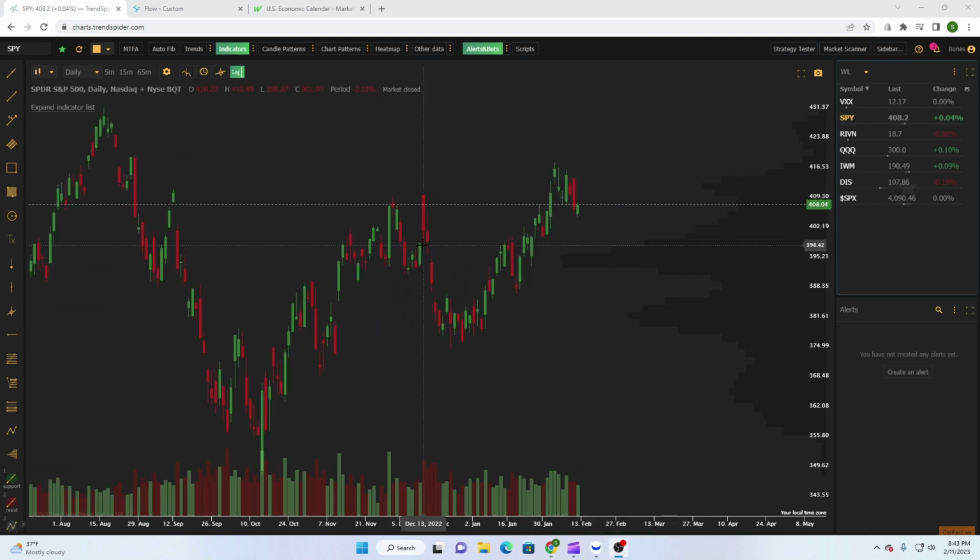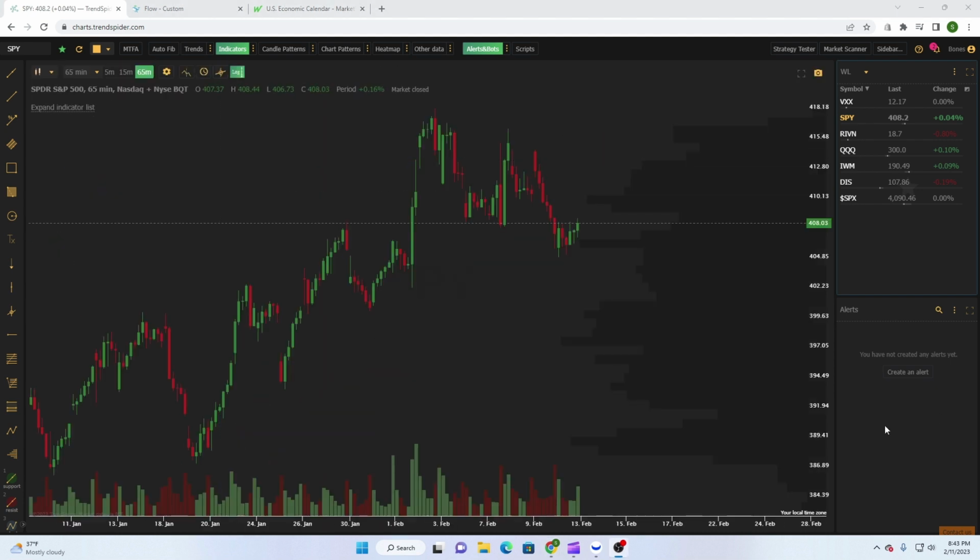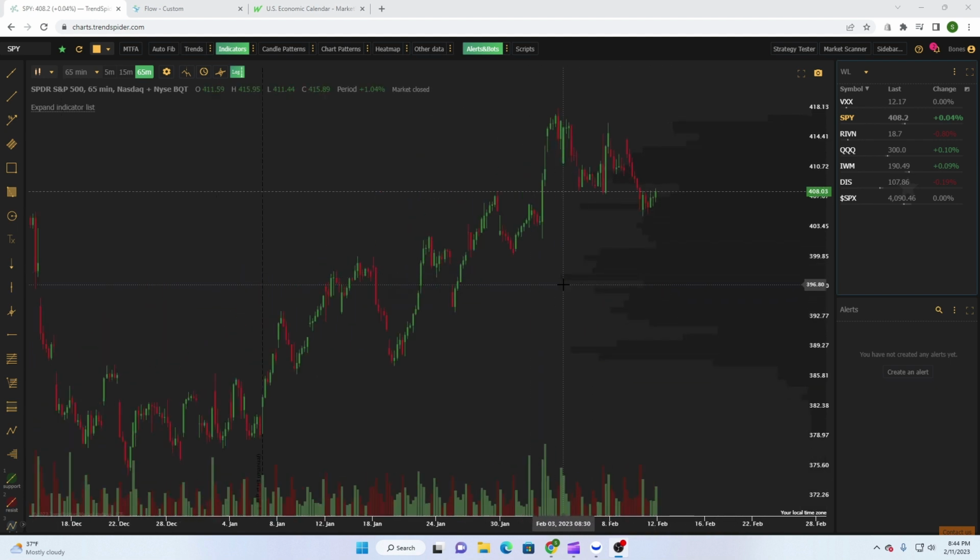But how I really use and break down SPY is looking at the 65 and the 15-minute chart. So here on the 65, what I want to do is get a big picture and plot out some potential support and resistance. Now, I don't use these levels to establish triggers, but I do use them later on for scaling and also just knowing where those big move potentials are.